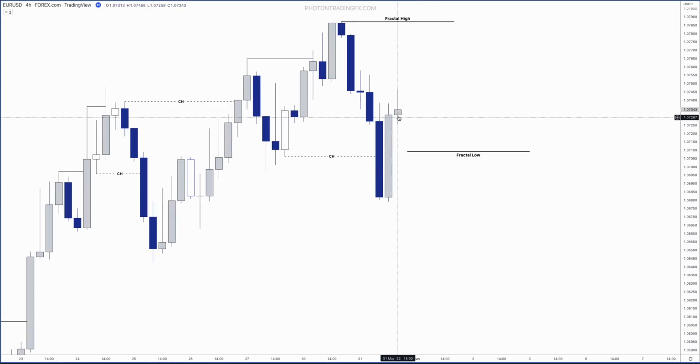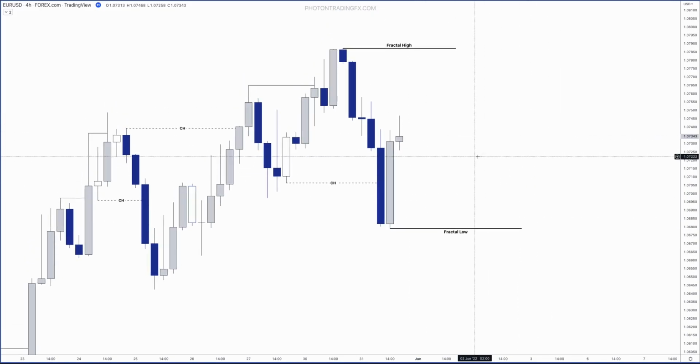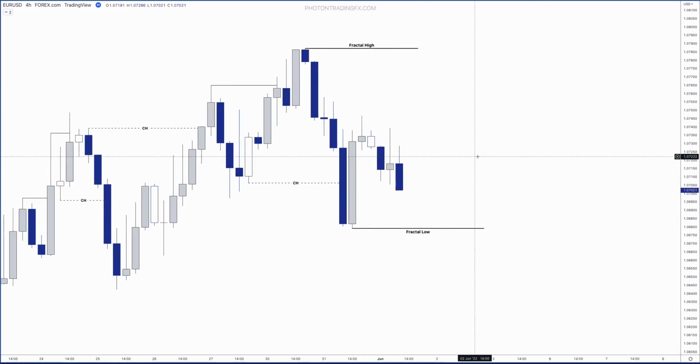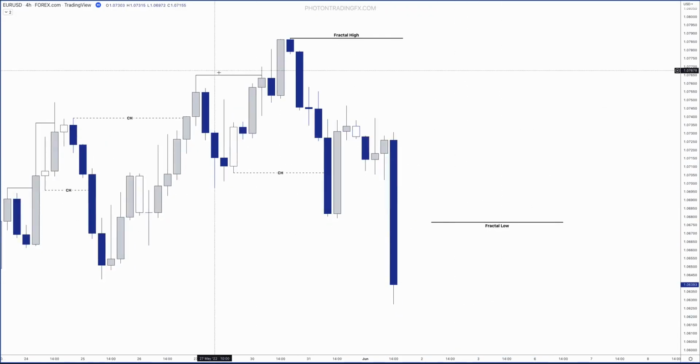Okay, now we've had the pullback because this candle fails to break the previous candle's low, so now you can mark that out as the fractal low. Do nothing until the range breaks. So we have a continuation of the fractal structure. All right, we get a break of this low here.